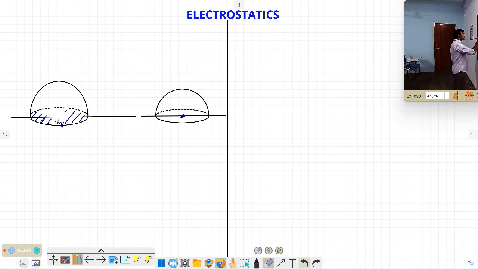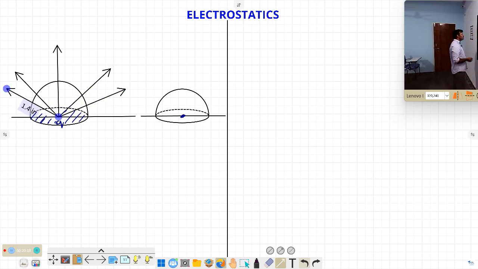So if this is the charge Q, then the electric lines of force from this charge will pass like this. We can take as many lines as possible. This is the way we can take the electric lines. Now, every electric line passing touches the surface of this hemispherical surface once. Yes or no? So that means there will be a flux due to this hemispherical surface.